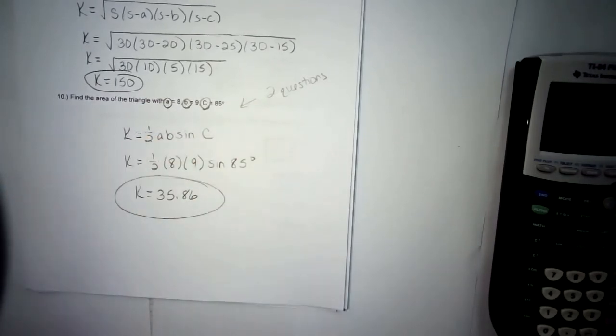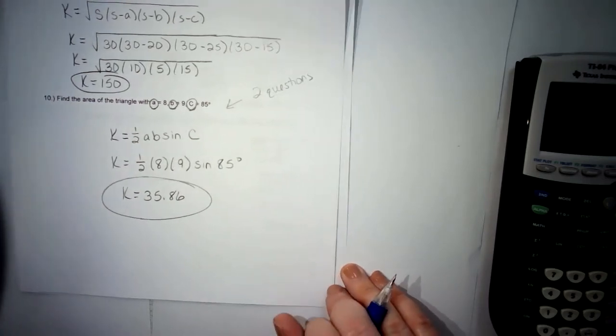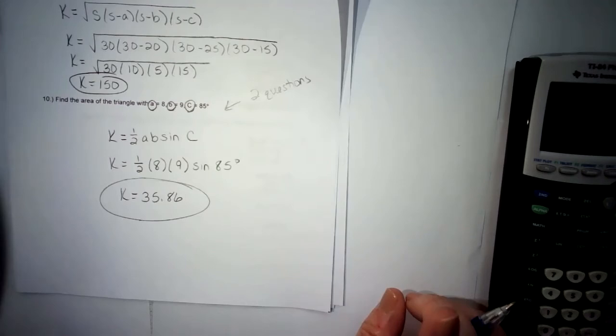And there's your area. So you'll have 2 of those with 2 different sets of information. You're going to have to use 2 of those different equations. So write all 3 just so that you have them all. Okay, that would be the test. Now let's do the bonus just to make sure.